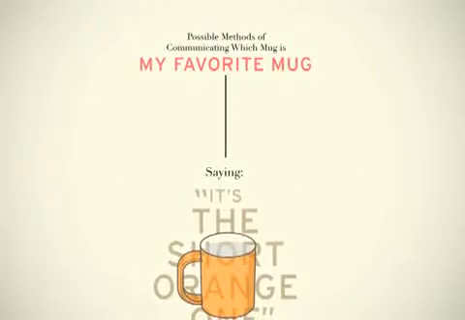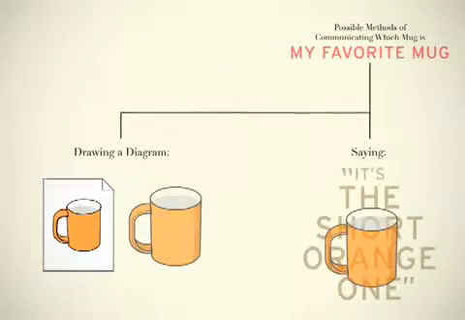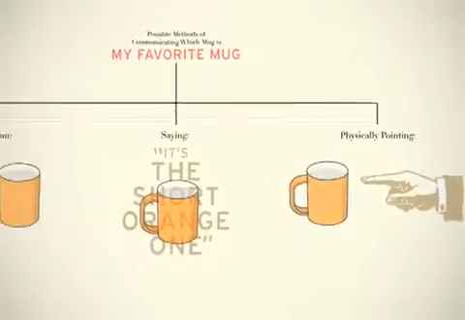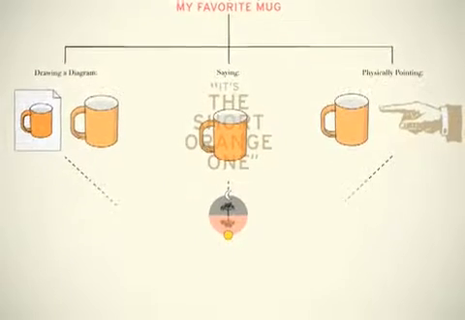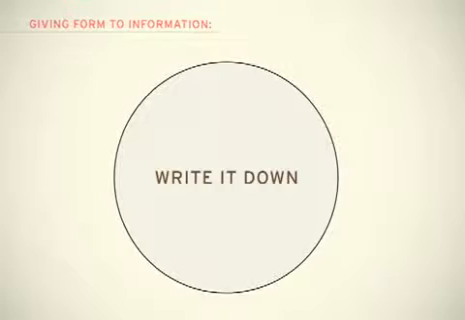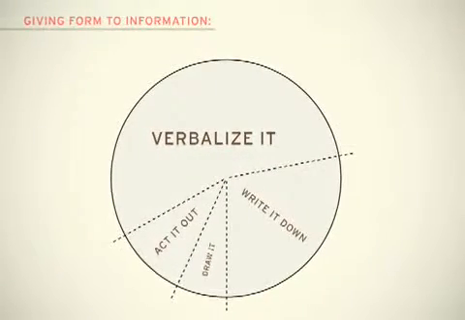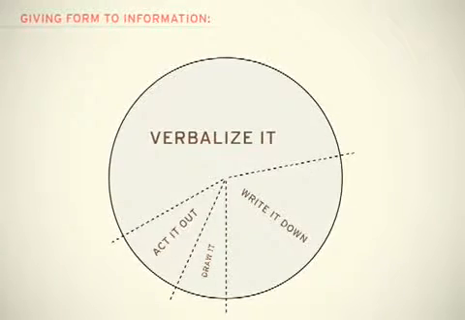There are also other ways I could have given you the same information. I could have drawn a diagram, or I could have physically pointed at it. At the end of the day, these all convey the exact same information. But like I said, information has no form. In fact, we as humans spend our lives giving form to information. We write it down, we draw it, we verbalize it, we act it out. Because that's how information is communicated.